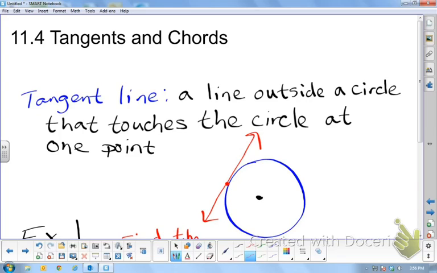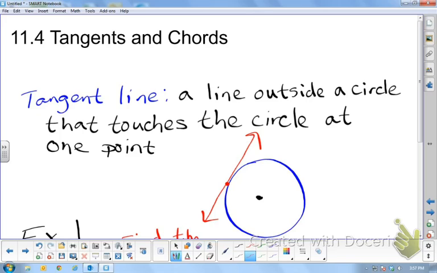there is our tangent line, and it could go anywhere on the circle. I don't just have to do it on the left side. I could put one on the right, or the bottom, or the top. Doesn't matter where the tangent line goes, but if it touches one point, it's a tangent line. And we need a property.